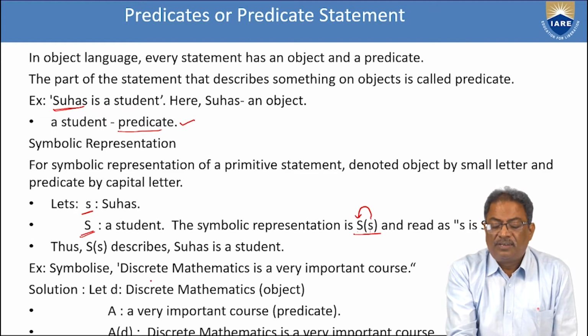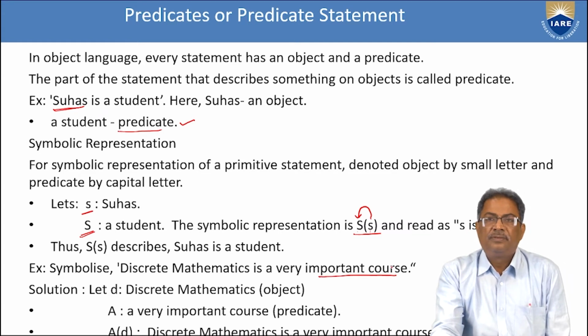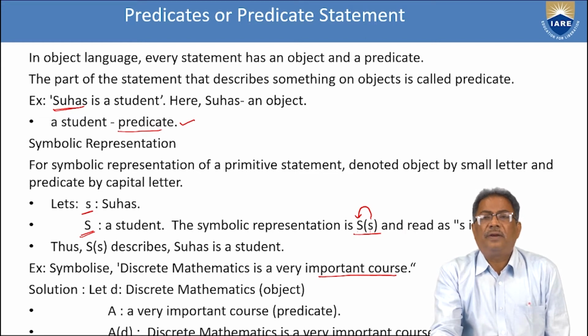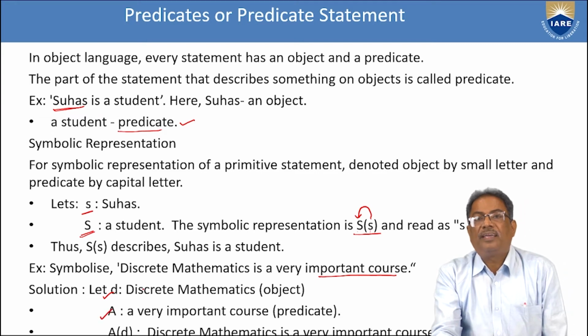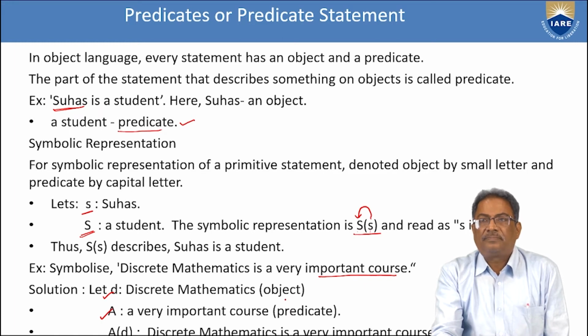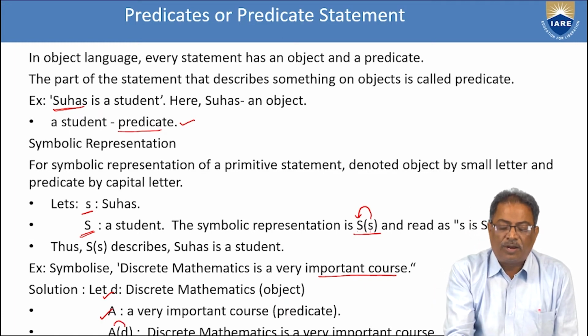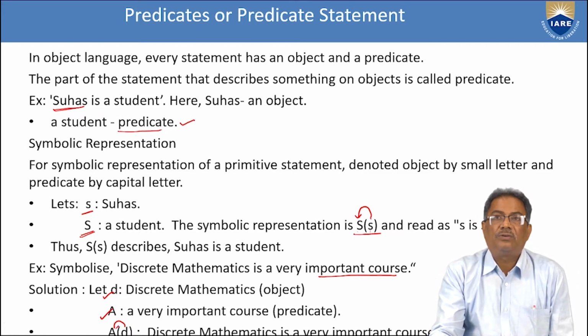Next, another one: discrete mathematics is a very important course. So here, what is the object? Discrete mathematics is an object. And a very important course is a predicate. If I take discrete mathematics as D and A as the predicate, then we write A of D, or A(D), which means discrete mathematics is a very important course.